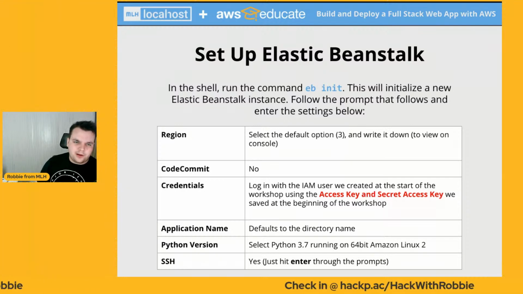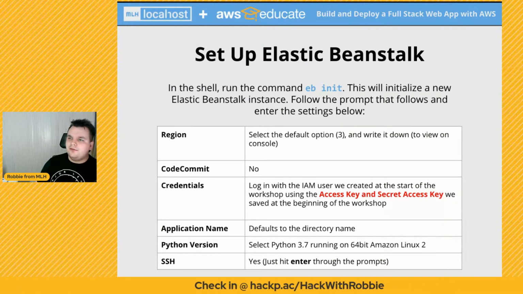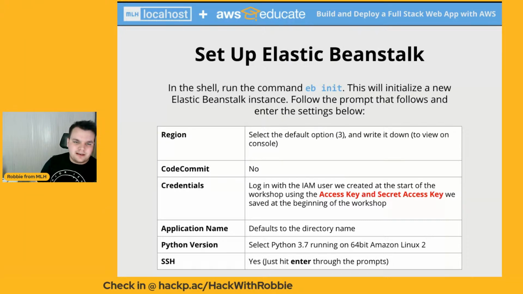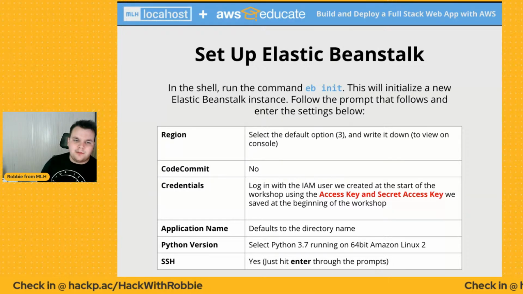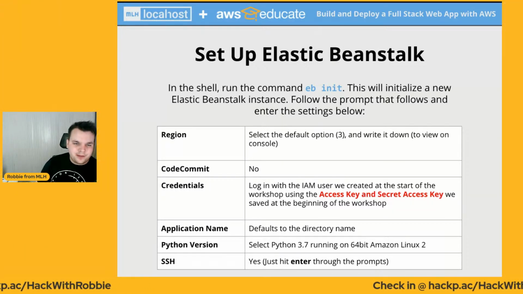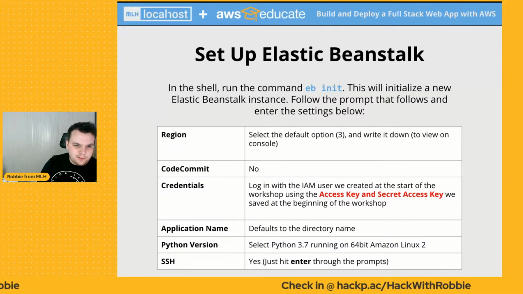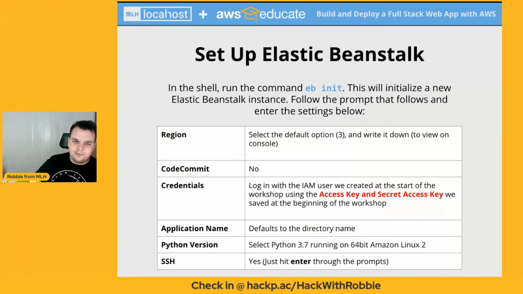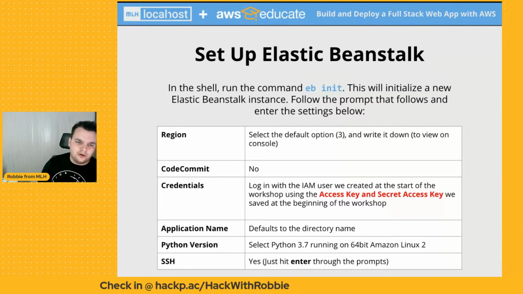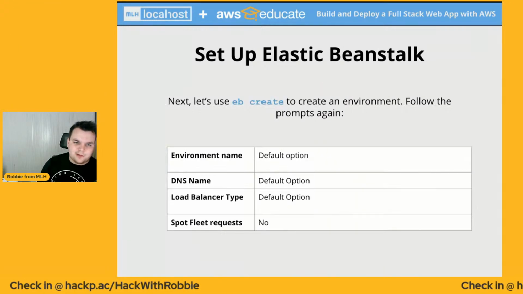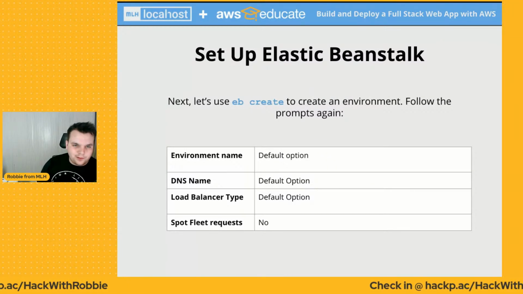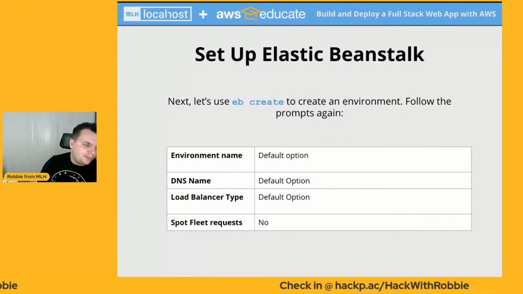Code commit is like Amazon's version of Git or GitHub. Credentials is going to be the access key and secret access key we made earlier on with the IAM user. Application name is a directory name. Python, we're going to use 3.7 running on Amazon Linux 2. SSH, apparently we plow through it. Environment name, default. And then we don't want spot fleet.